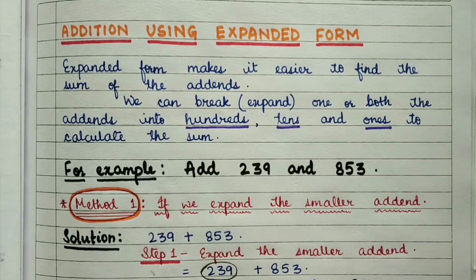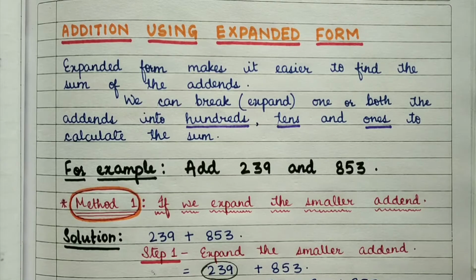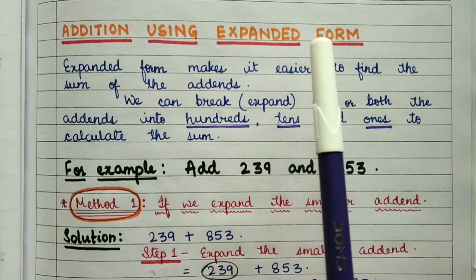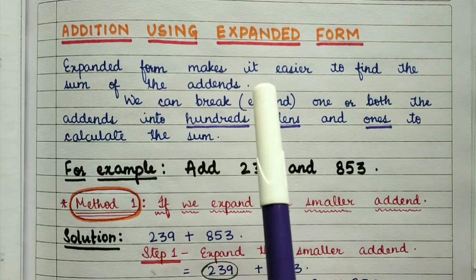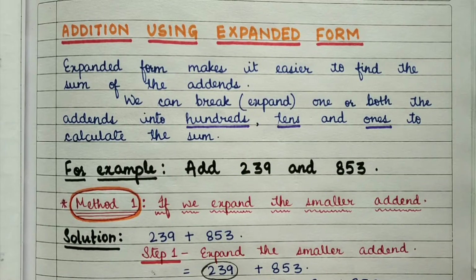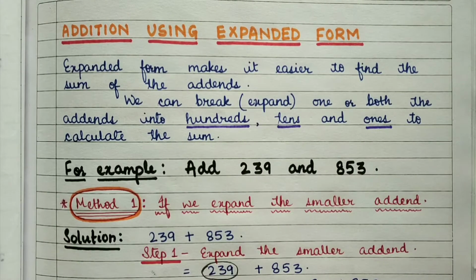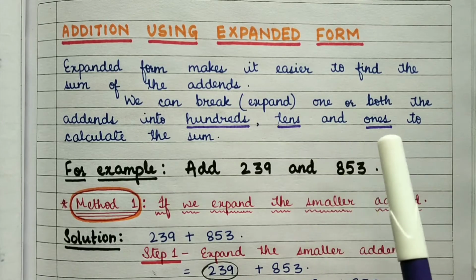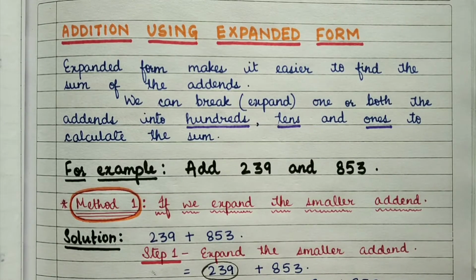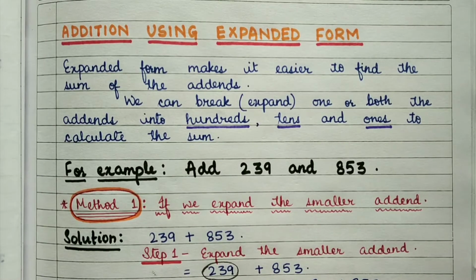Hope you all are doing good and have understood the previous concepts of Chapter 2 addition by watching the previous videos. Children, in today's video we shall learn addition using expanded form. Expanded form makes it easier to find the sum of the addends. We can break or expand one or both of the addends into hundreds, tens and ones to calculate the sum easily. Expanded form makes it easy for us to add the given addends.